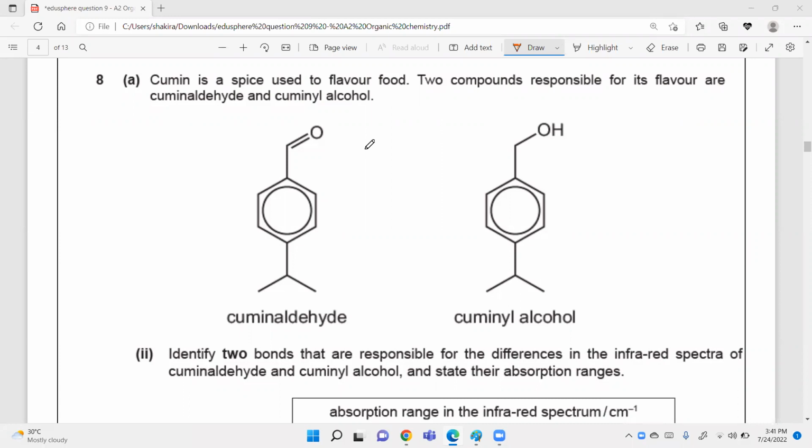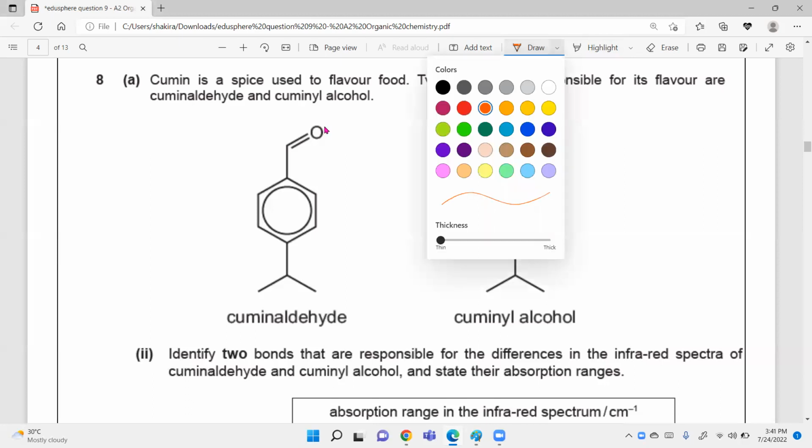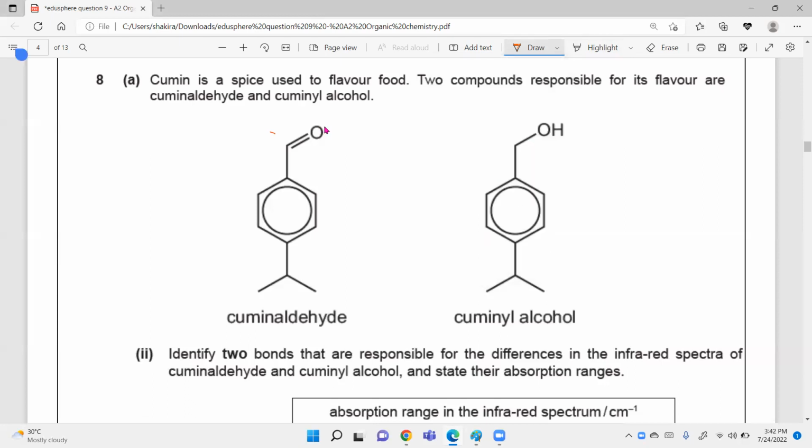The only difference between cinnamaldehyde and cumenoyl alcohol is that there is an aldehyde part over here. How do I know that there's an aldehyde part? You should know the structures of molecules. Here, there's a hydrogen atom. It's an aldehyde. Here, there is one hydrogen. There's another hydrogen over here. This is a primary alcohol.